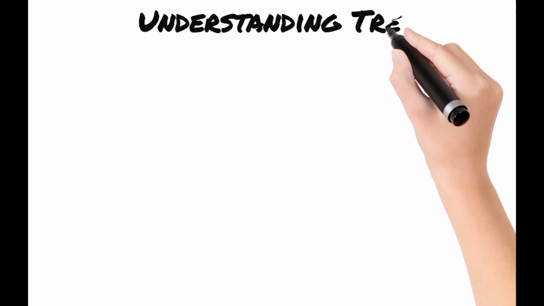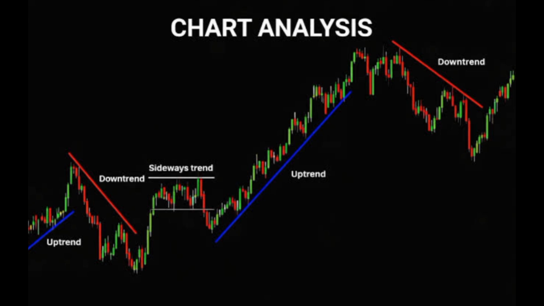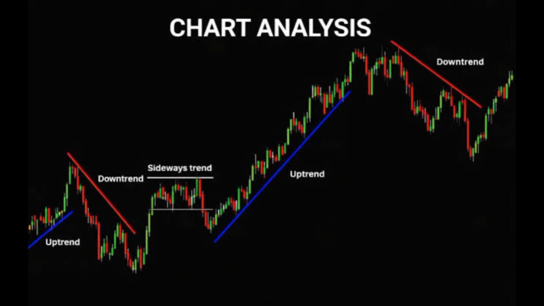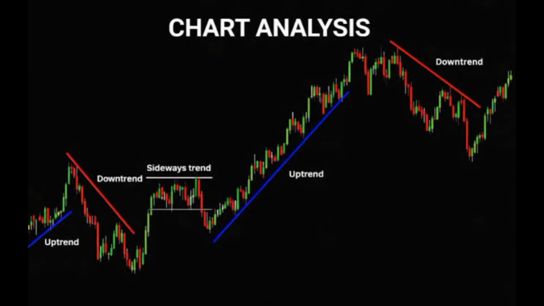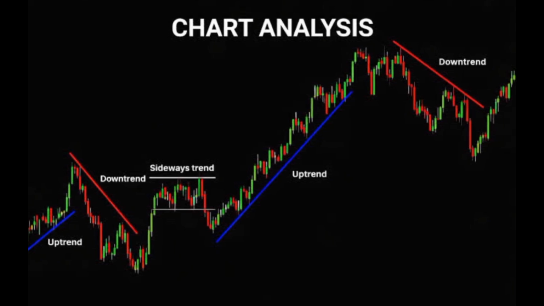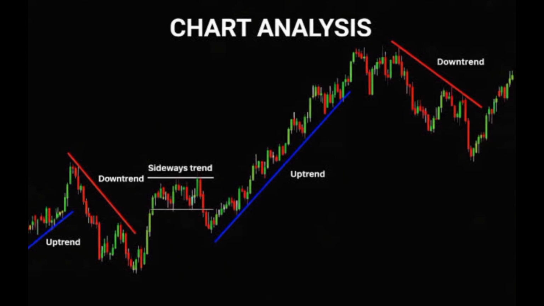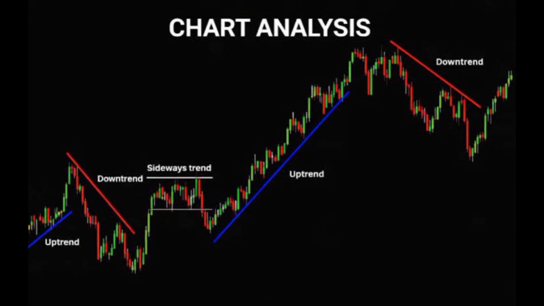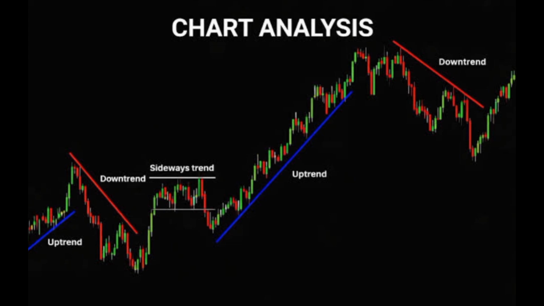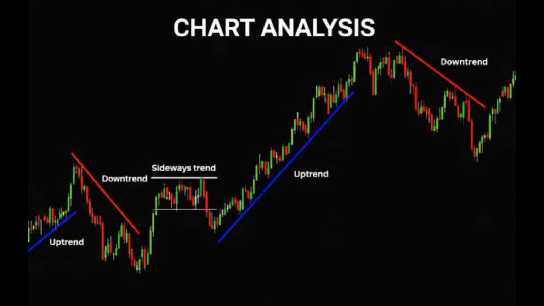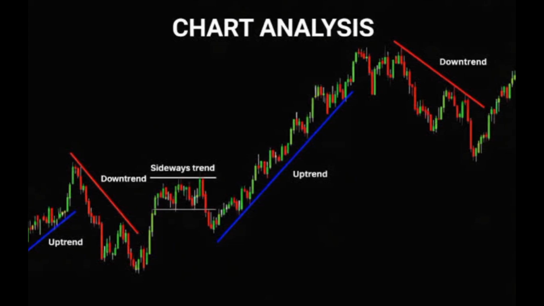Understanding trends. The most important concept in chart reading is identifying the trend. There are 3 types. 1. Uptrend. Price makes higher highs and higher lows. Indicates strength. Buyers are in control. 2. Downtrend. Price makes lower highs and lower lows. Indicates weakness. Sellers are in control. 3. Sideways range. Price moves between 2 levels.